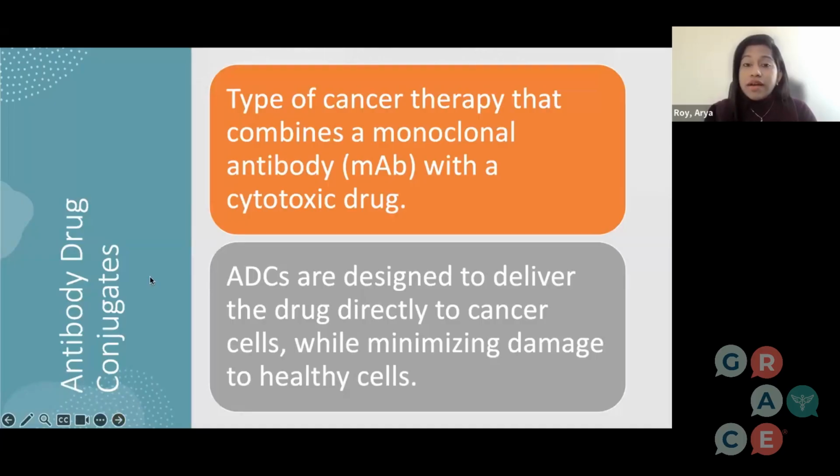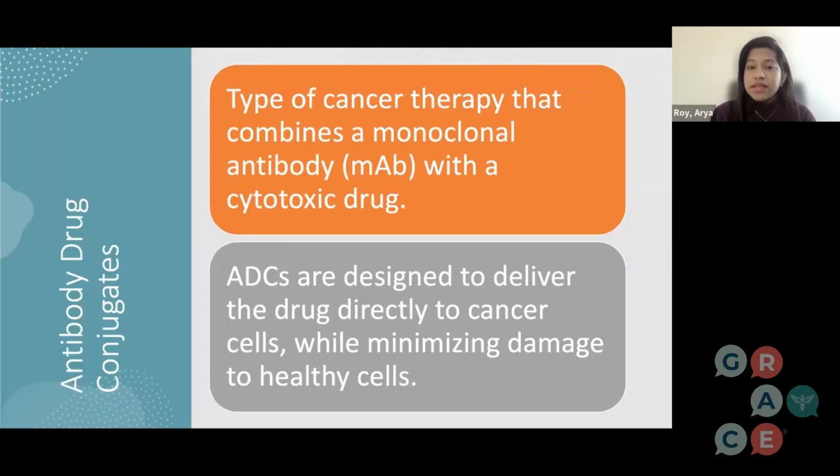Let's see what antibody drug conjugates are. You may hear this term when you have a diagnosis of cancer, and if you are going to see a provider, they will be discussing with you chemotherapy, immunotherapy, targeted agents, and they may be discussing antibody drug conjugates as well. So you need to know what antibody drug conjugates are. We call antibody drug conjugates ADCs.